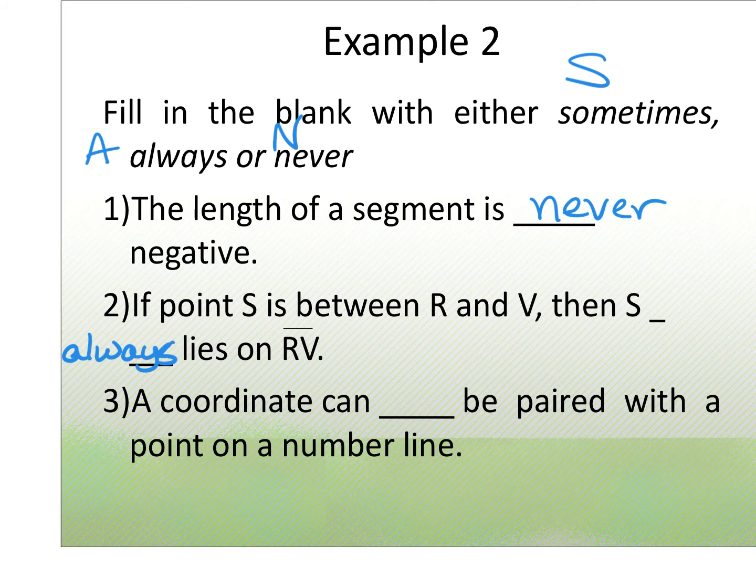if it's hard to squeeze in those words on that little blank. And then the last one, a coordinate can sometimes, always, or never be paired with a point on a number line. Always. It's the ruler postulate. This one's always. And the reason why we know that is that first postulate, the ruler postulate.